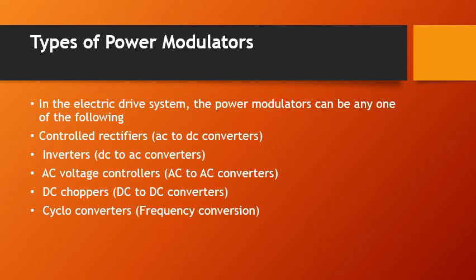Here we have listed some of the types of power modulators. It is difficult to classify the power modulators, that is: controlled rectifiers, which convert the AC supply into DC; inverters, which convert DC into AC; AC voltage controllers, which are AC to AC converters; DC choppers, which convert DC to DC; and finally the cycloconverters for frequency conversion.